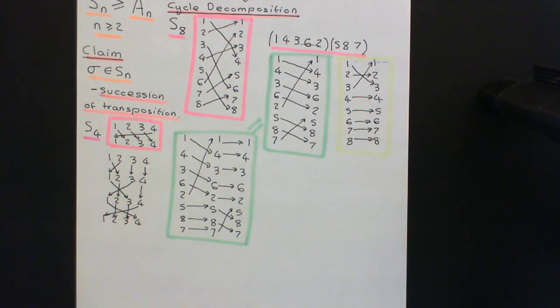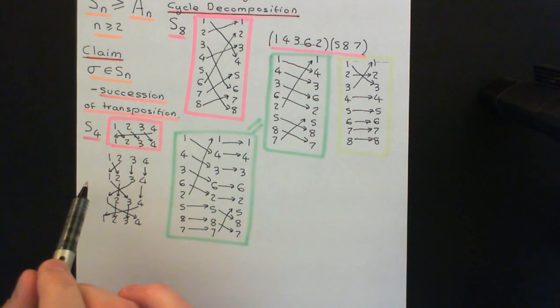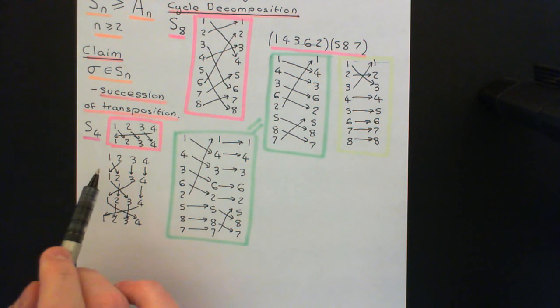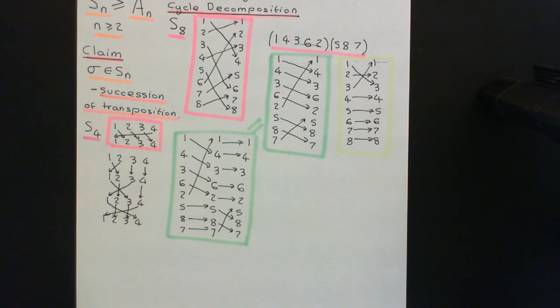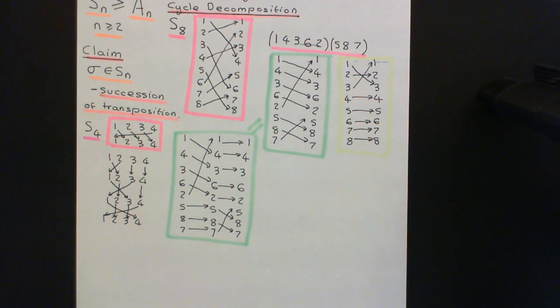And look, bravo, now I claim that 3 is going to the right place, and now that means that 4 must be going to the right place because there's only one thing left over. Okay, if 1, 2 and 3 are all going to the right place, then there's only one final thing left over, and that must be the right place for 4 to go. So hopefully you appreciate that if I was to work out the net result of all of this, it would equal that 4 cycle here. So this 4 cycle has been decomposed into a succession of transpositions.